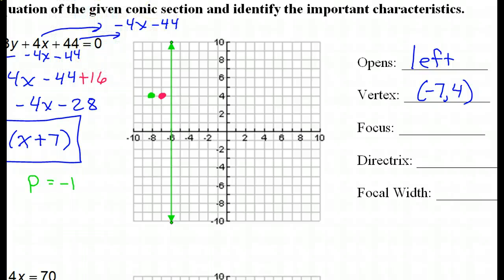Silly rabbit. Directrix are made for kids.